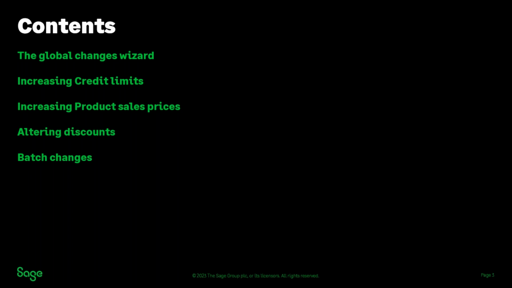I'm going to show you in terms of increasing credit limits on your customers. So it might be that you need to increase credit limits. It might be that you need to decrease credit limits, and it could be used for both of those. The key one that tends to be used at this time of year, more so at the moment with what's going on in the world at the moment, is increasing product sales prices, but it might also be product purchase prices. And then I'm going to very briefly touch on altering discounts. Now, discounts aren't really heavily used, but you can alter discount rates as well if need be. And then, like I mentioned, we're just going to have a quick look at the batch changes feature as well, just to show you what can be changed using batch changes.